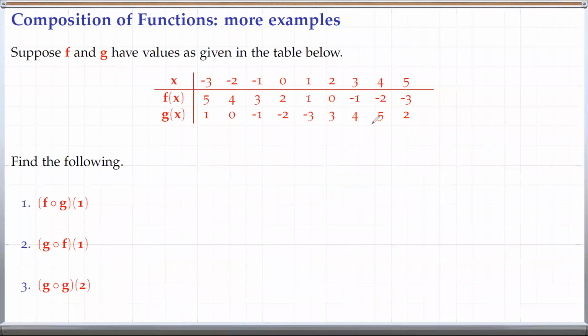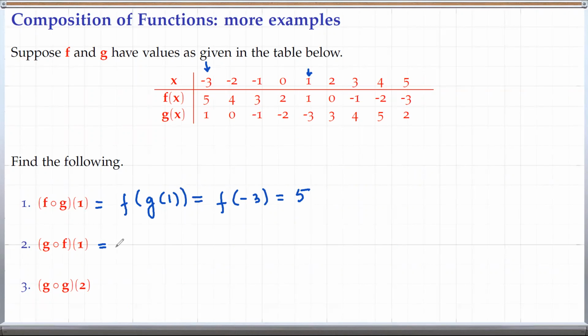Here is another example. Here we are given a table of values and we want to find these compositions. So first we want to find f of g of 1. So this is simply f of g of 1. So g of 1 is the value of function g when x is 1. So we are looking at that column. X is 1 over here and value of g is negative 3. So g of 1 is negative 3. And now we are looking at f of negative 3. So x value is negative 3 now. And f of negative 3 is 5. So this composition is 5.